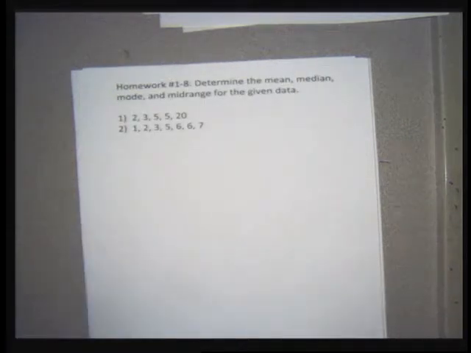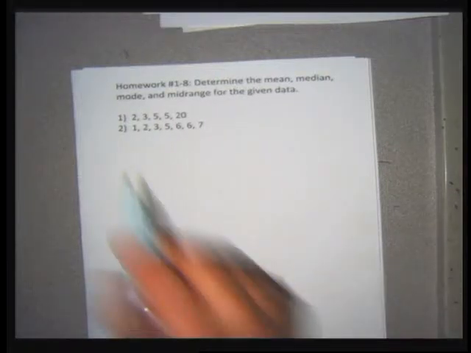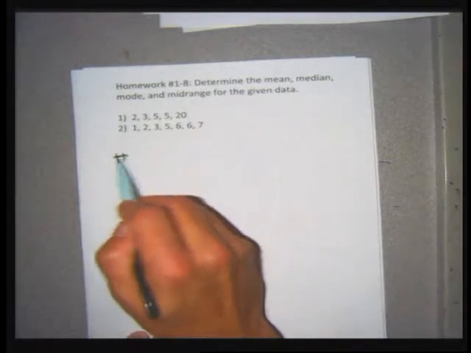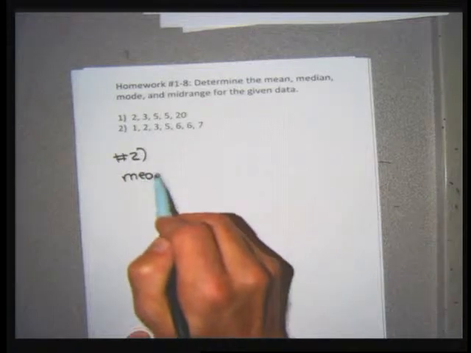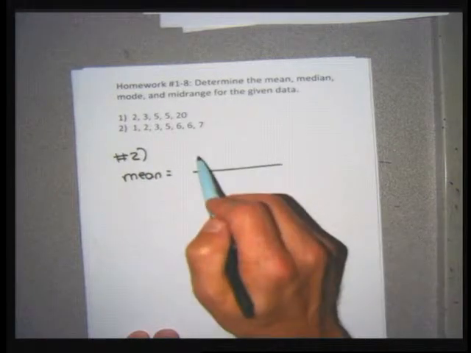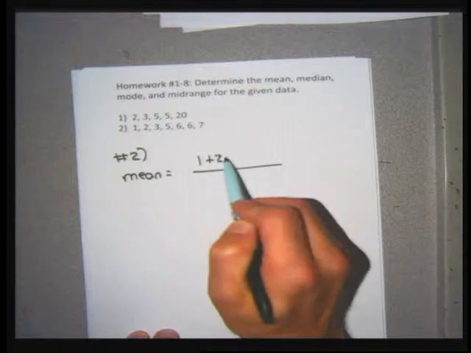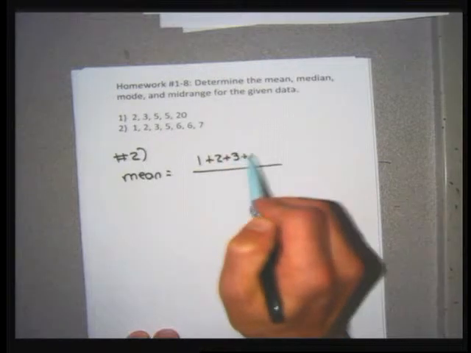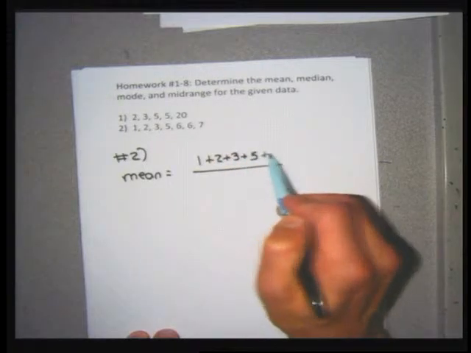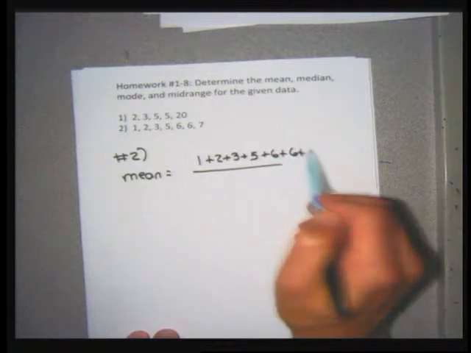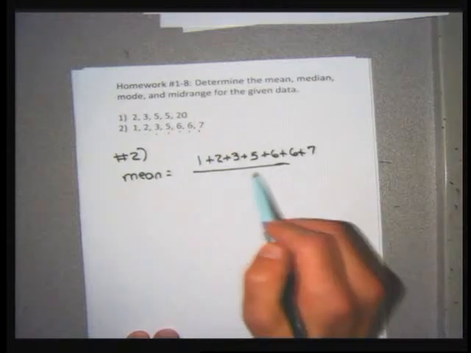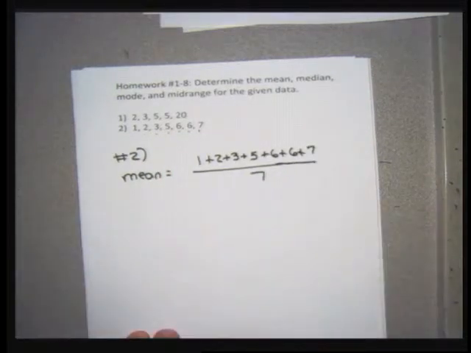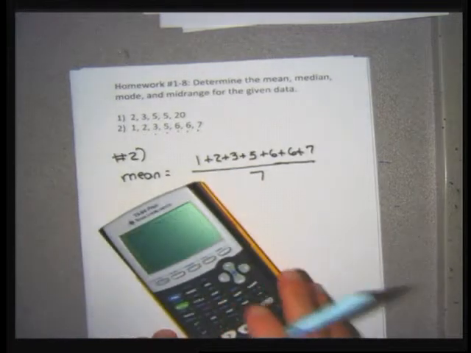All right, so first 8 problems, 1 for me, 1 for you. I'll do number 2, and you can do number 1, and then check your answer. To do the mean for number 2, I'm going to add up the scores: 1 plus 2 plus 3 plus 5 plus 6 plus 6 plus 7, and I have to divide by 1, 2, 3, 4, 5, 6, 7. I have to divide by 7 because there's 7 pieces of data, and I'm just going to use my calculator because it can do it just fine.